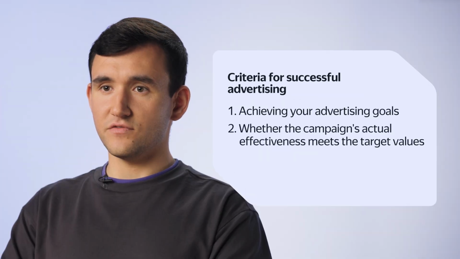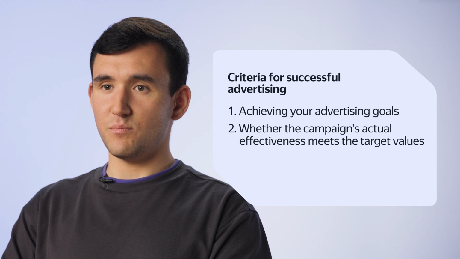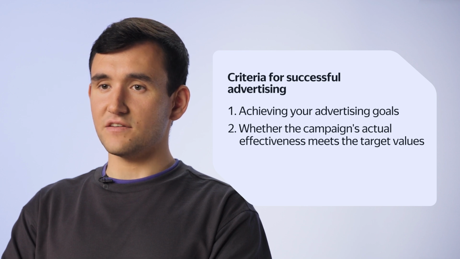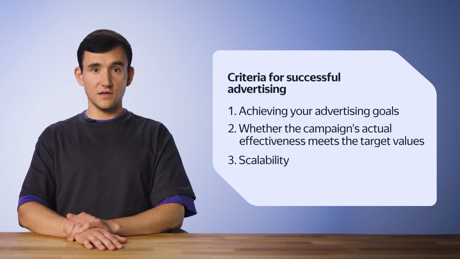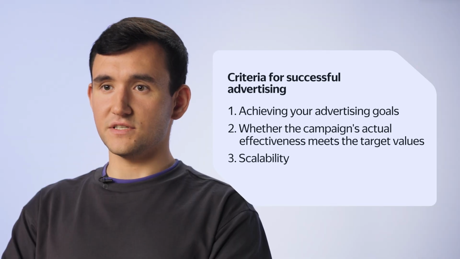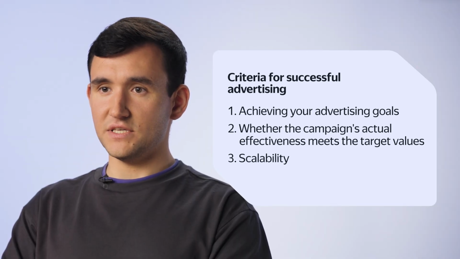The second criteria for successful advertising is whether the campaign's actual effectiveness meets the target values. Suppose your campaign is generating app installs at 3 times the planned average cost. In this scenario, you should make sure that your desired cost per install isn't set too low. If it is, the advertising source will simply be ineffective for your needs. Another criteria for successful advertising is whether it can be scaled. For example, imagine a situation where you get exactly 100 app installs at your desired cost every month, but you have no way of increasing that growth any further.